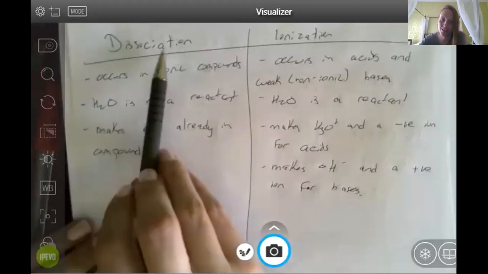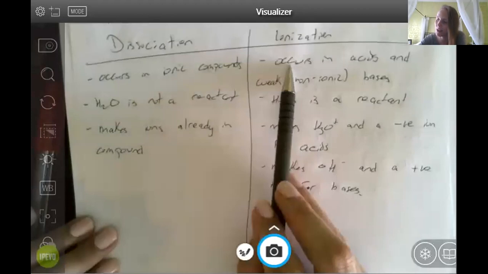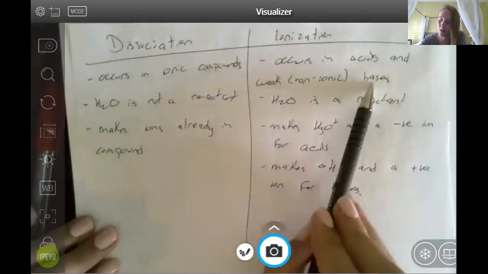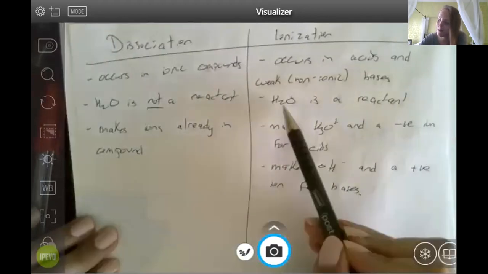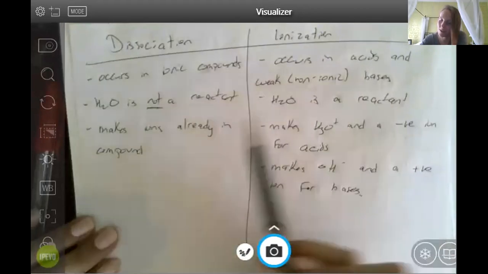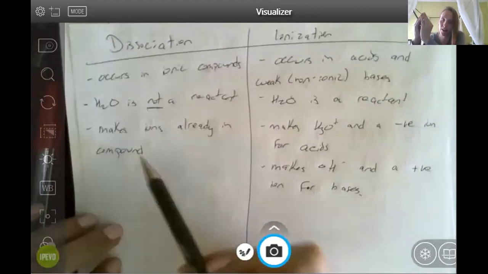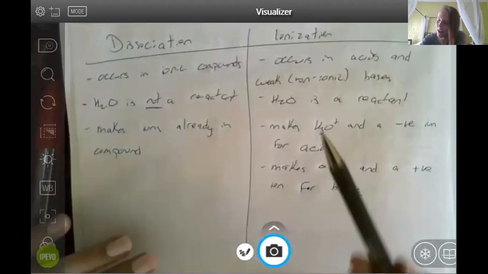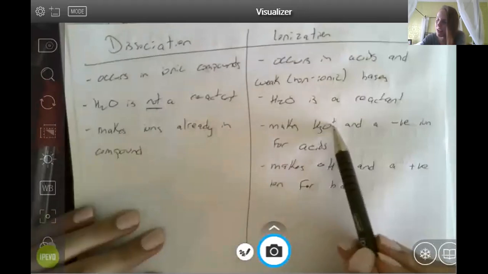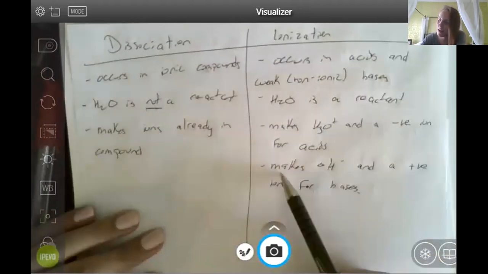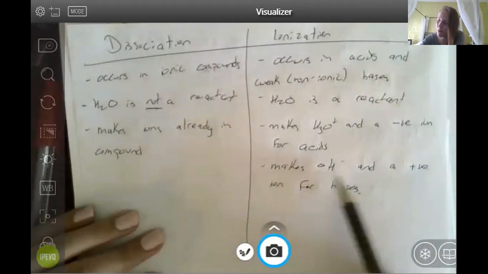So dissociation reactions occur in ionic compounds. Ionization reactions occur in acids and weak or non-ionic bases. With dissociation, water is not a reactant. In ionization, water is a reactant. With dissociation, it makes the ions that are already in the compound, so you're just taking the ionic compound and splitting it apart. With ionization, if it's an acid, you're always going to make H3O+, which is called hydronium, and a negative ion. With bases, you always make OH- or a hydroxide ion and a positive ion.